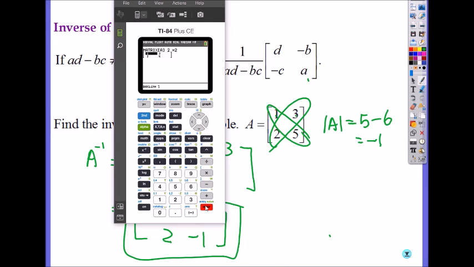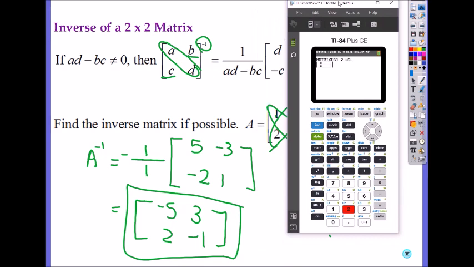Should we put the inverse that we found as B? You go to second matrix again. Go to edit. Now go down to matrix B. And then B was 2 by 2, again, right? And what did we get? -5, 3, 2, -1. Okay? Now clear the whole thing. Exit it. Quit. And then let's do A times B.